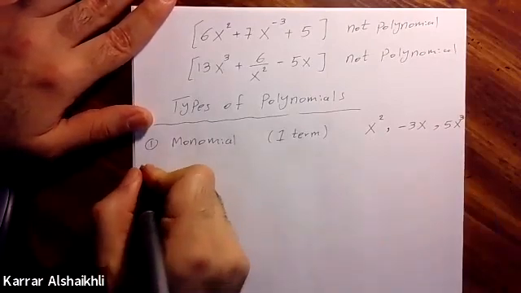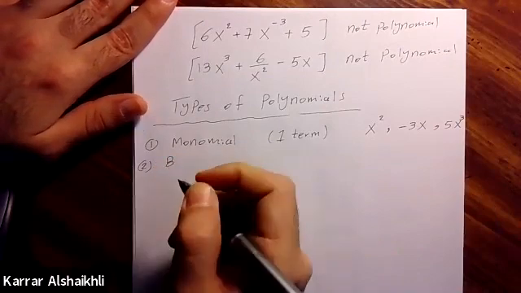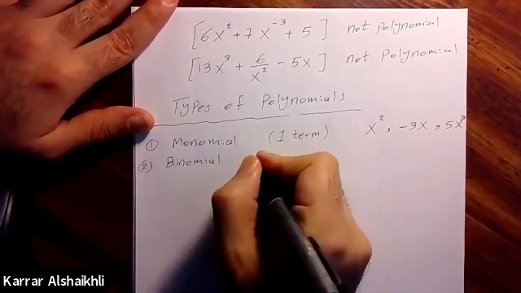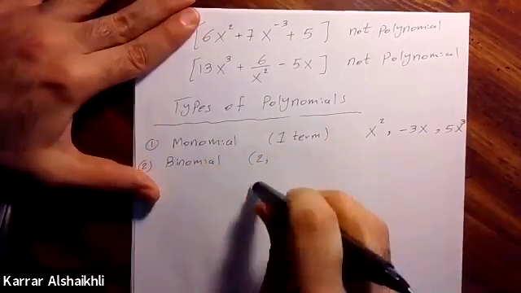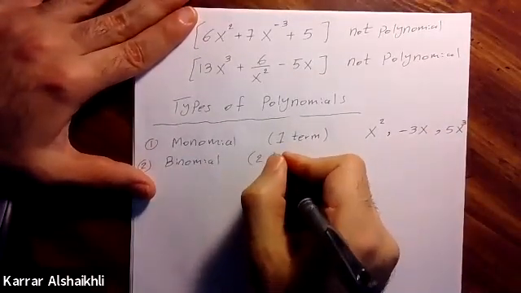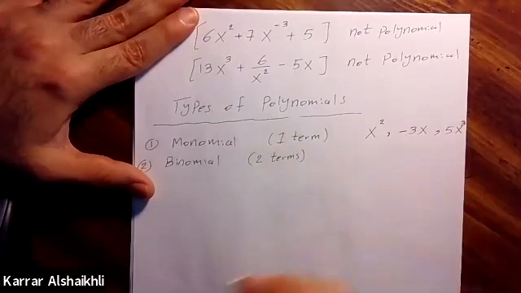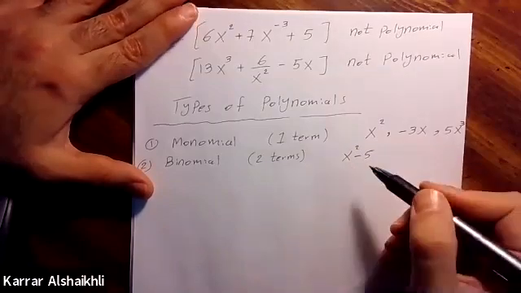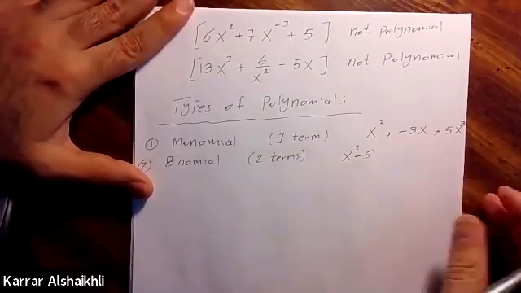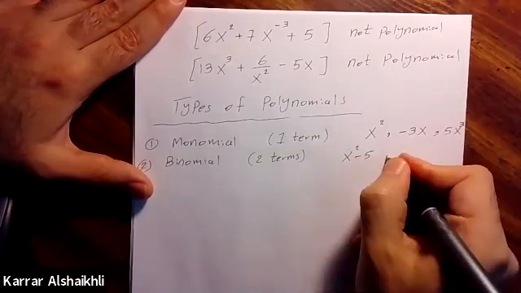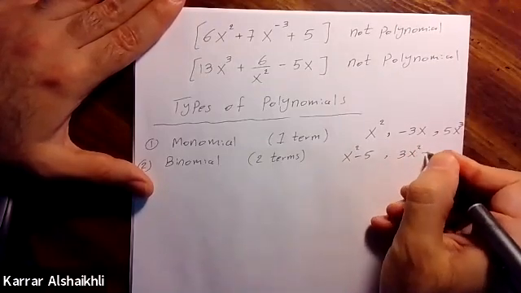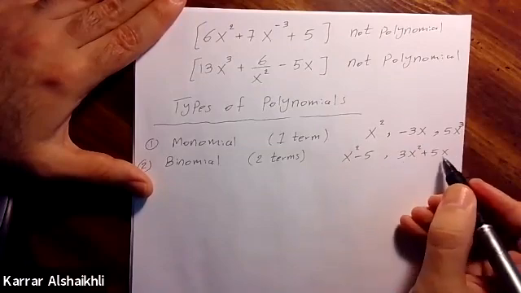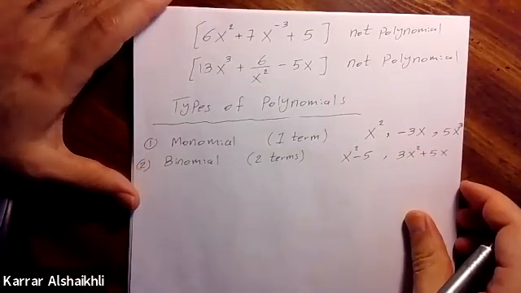If you have two terms, it's going to be binomial. If it's two terms. Example for that, if you have x squared minus 5. This is one term, this is two terms. We call this one binomial. 3x squared plus 5x. You see, one term, two terms. So these are two terms. So we're going to call this one binomial.